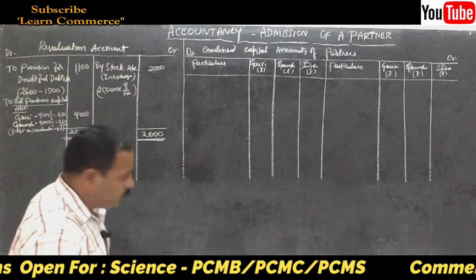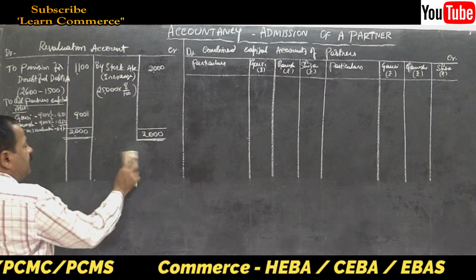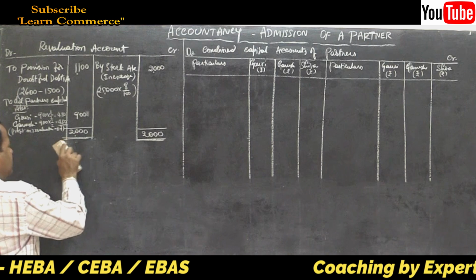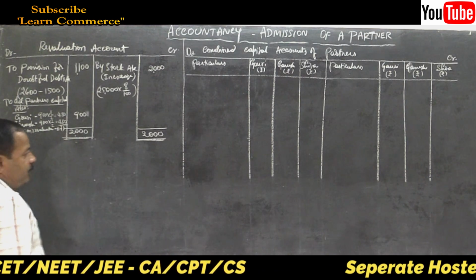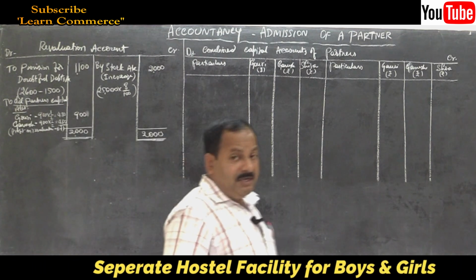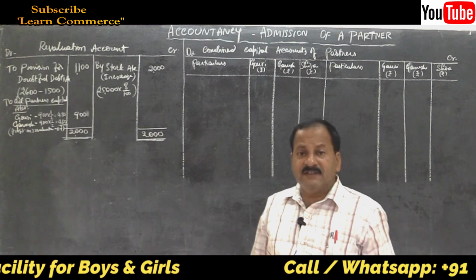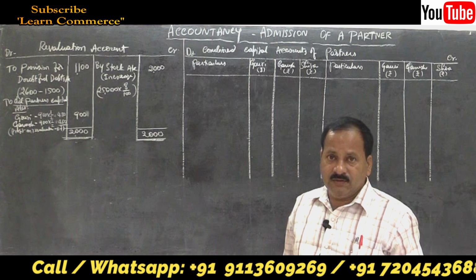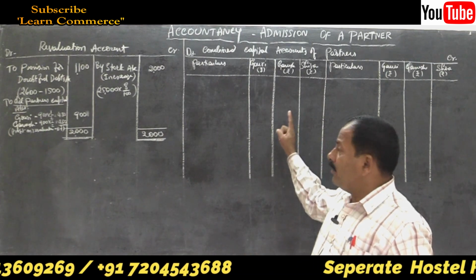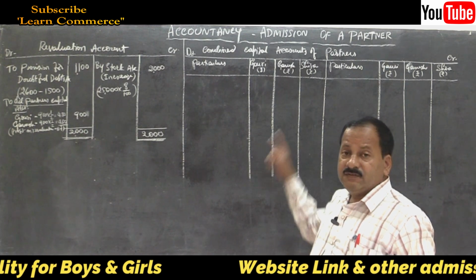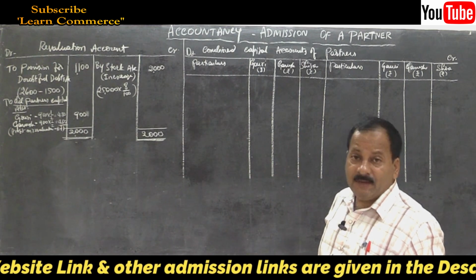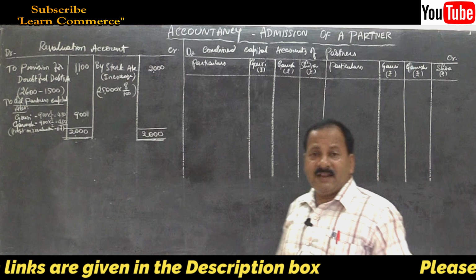Now let us move on to the next part, that is combined capital accounts of partners. You may be having a doubt: if we prepare individual capital accounts, whether it is wrong. No, it is not wrong. But you have to draw columns for 3 separate accounts, so it is a waste of your time. So we are preparing combined capital accounts.